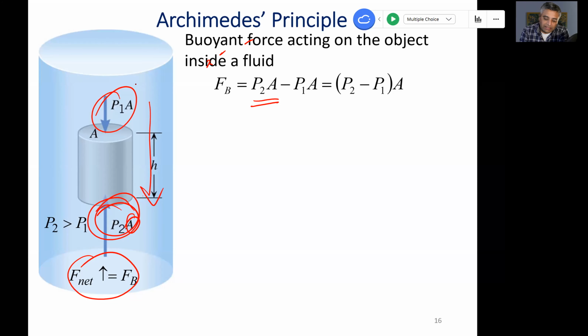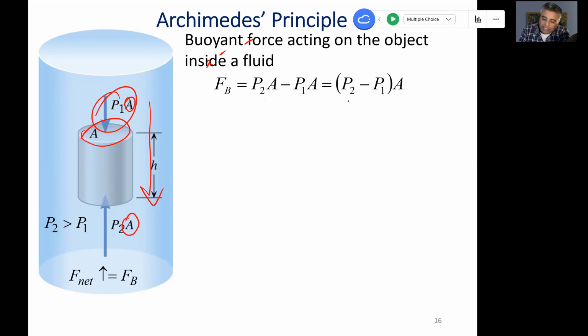So I can write the net force as the difference between these two forces. And this net force is called the buoyant force, okay? So what happens? When something is in a fluid, it experiences a net upward force. That is the buoyant force. And here, since the area is equal, that's the convenience of choosing a nice, regular-shaped object, I can factor A out.